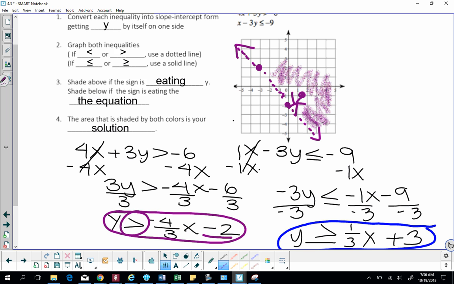How do you know if it's below, like you said? If this sign, if it was facing the other direction, see how this ends up flipping? But if it was this way, you would shade below, because it would be less than.